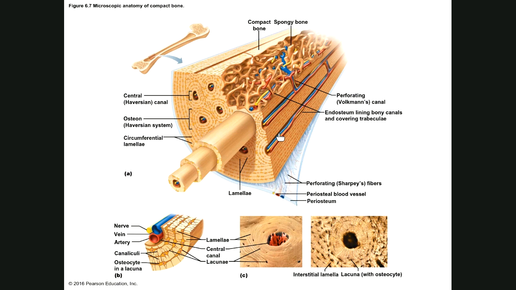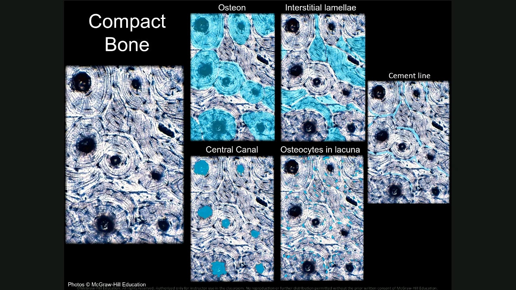Now, what else here? We have, remember, our central canals, and look at all this transport that's possible here. Now, here is a perforating or a Volkmann's canal, right? These go perpendicular to the central canal. So again, this just demonstrates to you what intricate kind of transport we're able to do here in the bone tissue. Definitely something you will need to know for lab.